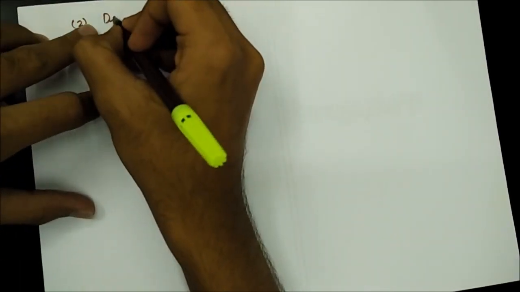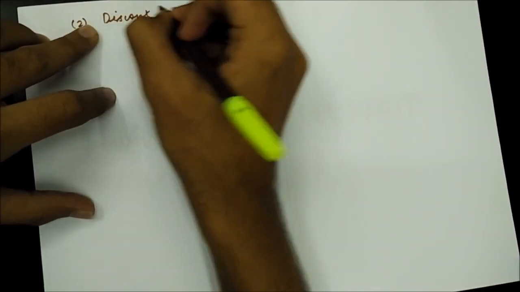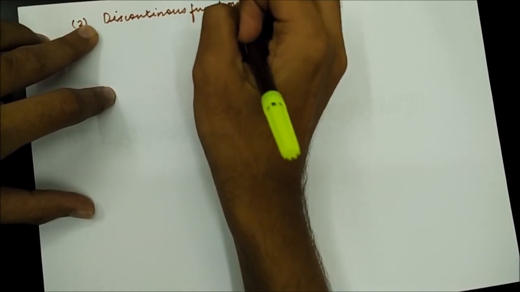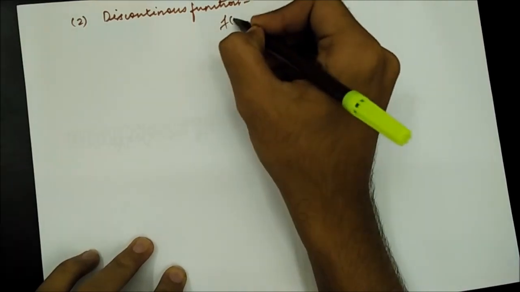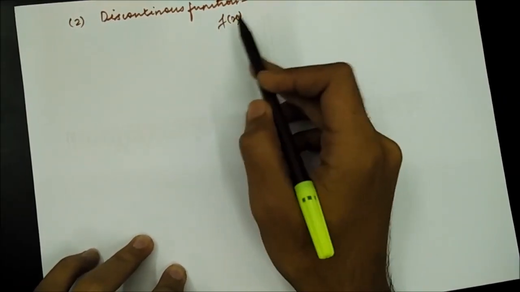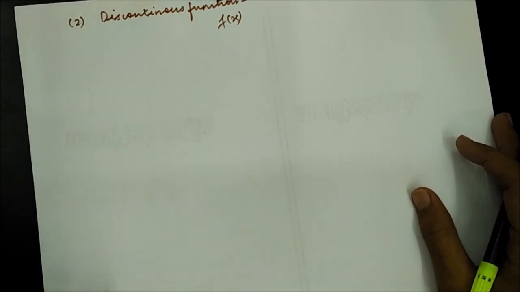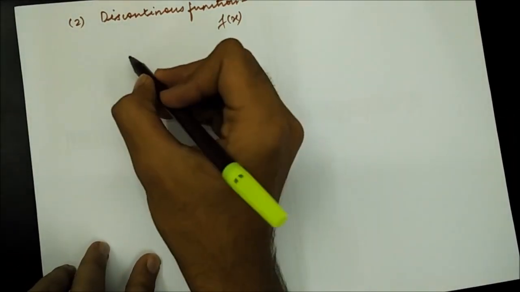So now what is a discontinuous function? We have learned what is a continuous function, and now when a function is known to be a discontinuous function. A function f of x can be discontinuous due to any of the following three cases. So suppose we have considered a function f of x, and we can say that this function is discontinuous on the basis of these three points.